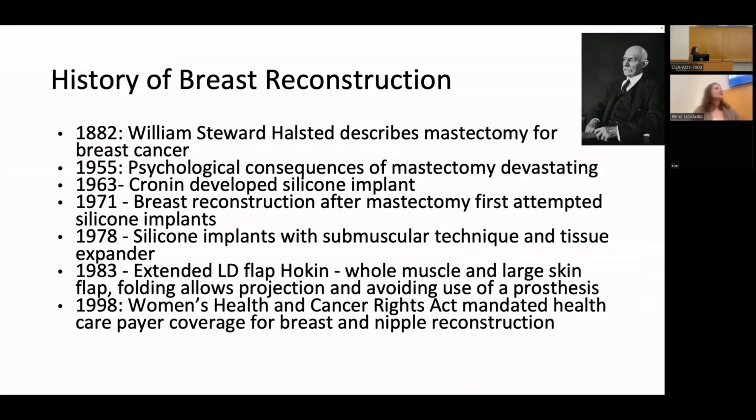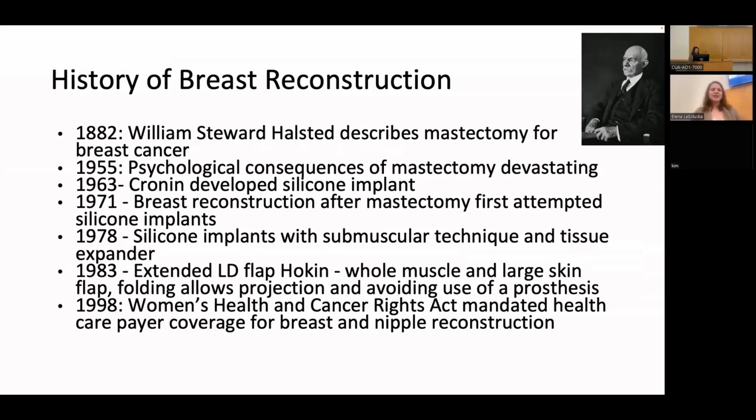At that time, the thought was to leave the incisions open and have it heal by secondary intention, and the thought was less breast cancer if that happened. So women were actually very disfigured for the rest of their life after this surgery. But it wasn't until 1955 where people really started studying the psychological consequences of mastectomy and really realizing the effect that that had on our patients.